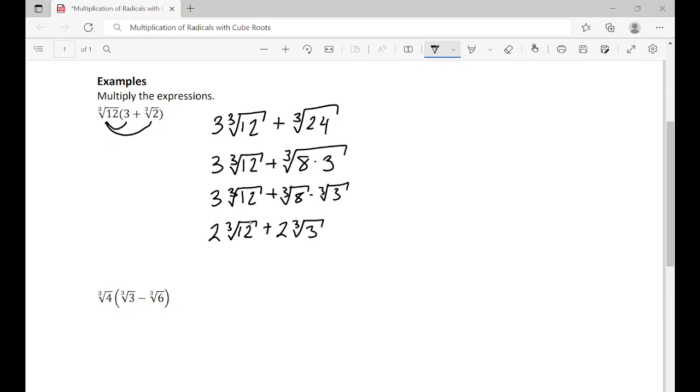And these are not the same. They cannot be combined together since they're not like terms. So this is our answer: 2 cube root of 12 plus 2 cube root of 3.